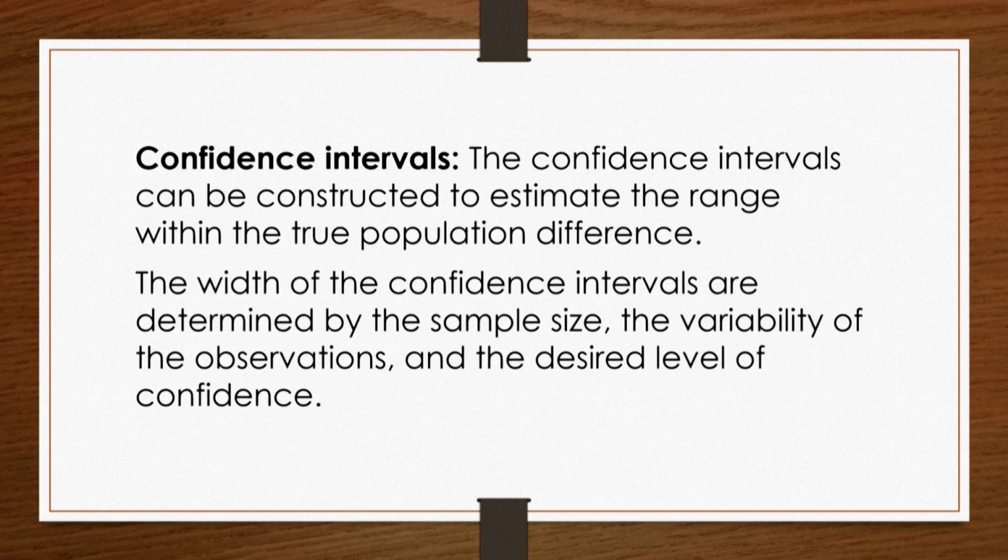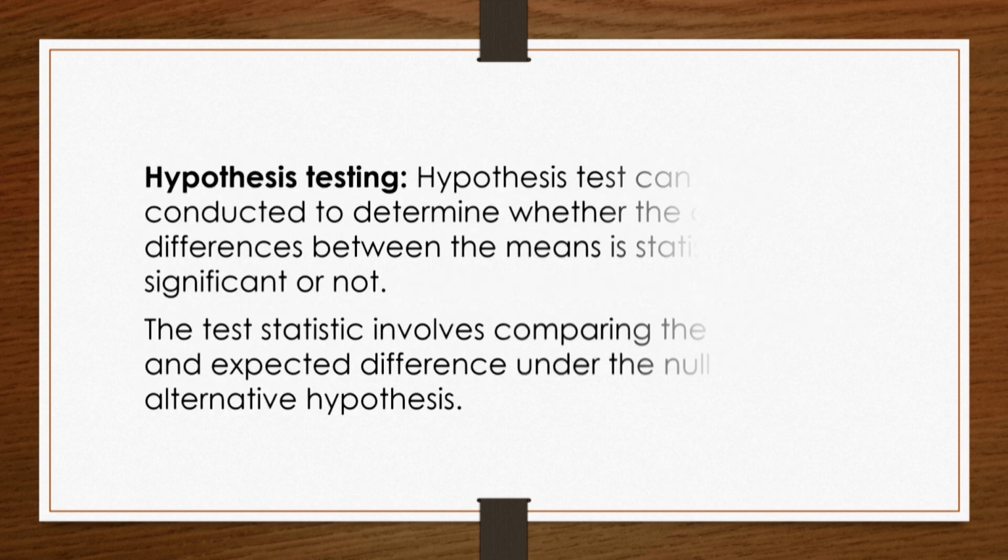Confidence intervals. Confidence intervals can be constructed to estimate the range within which the true population difference occurs. It may be an interval or a point. Here the width of the confidence interval is determined by the sample size. Whenever we talk about the width of the confidence interval, we mean interval estimates. The variability of the observations and the desired level of confidence may change with different test statistics.